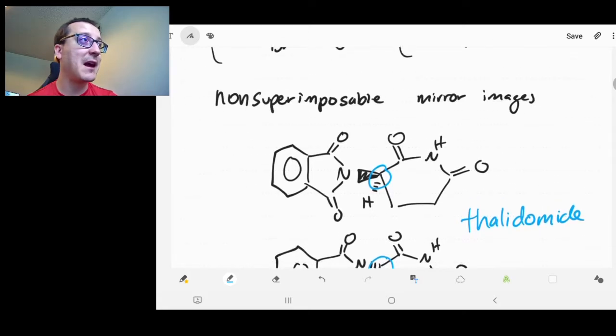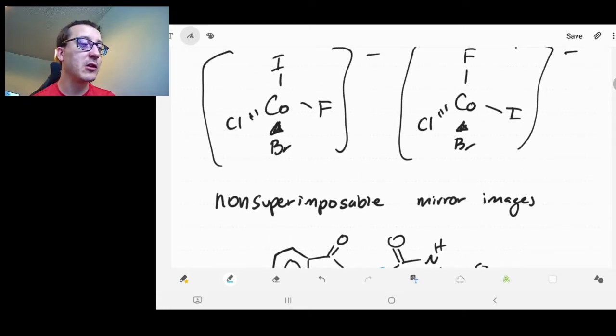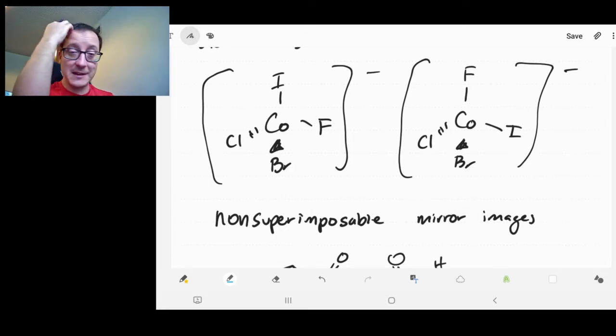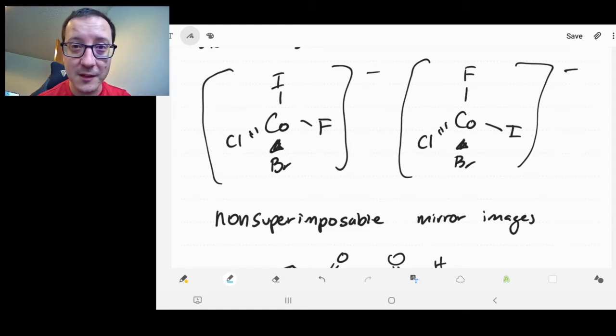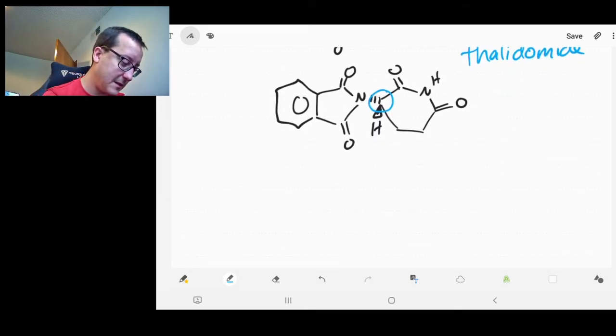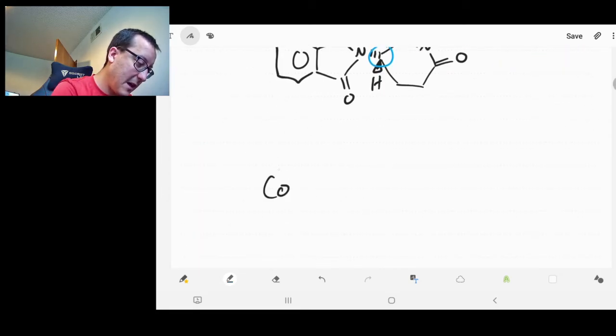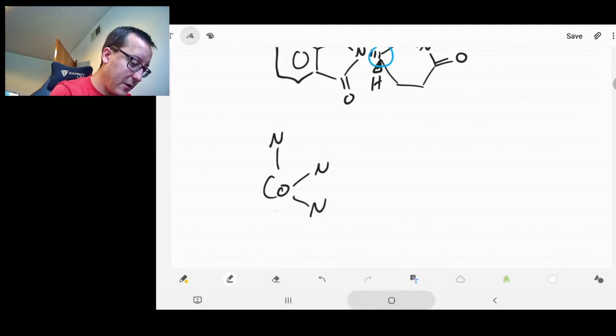But suffice it to say, bad things can happen if you have the wrong image. Suffice it to say, though, the easiest way to look at these, in a tetrahedral one at least: if you have 4 different things attached to your central atom, it's going to have a stereoisomer for something that's tetrahedral. For something that is not tetrahedral, like an octahedral complex, you can have these sorts of isomers as well.